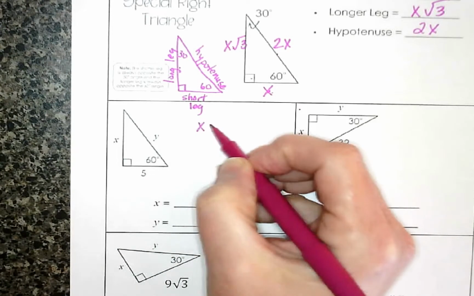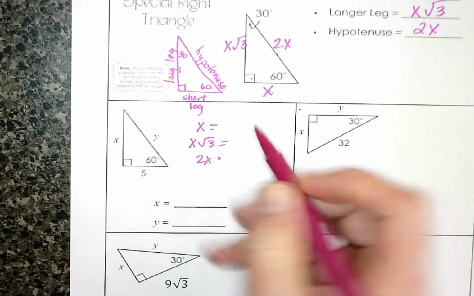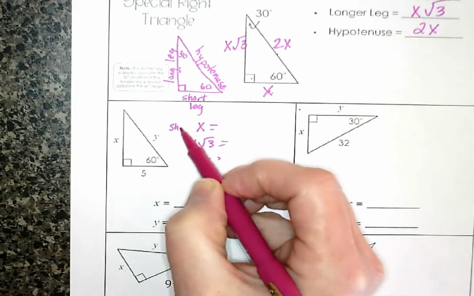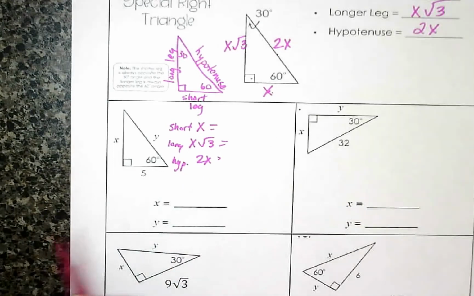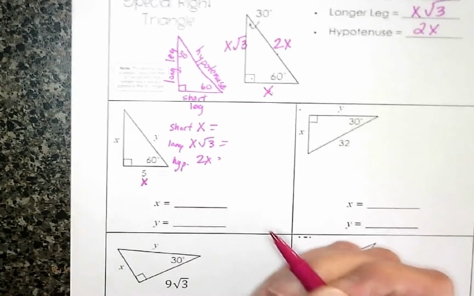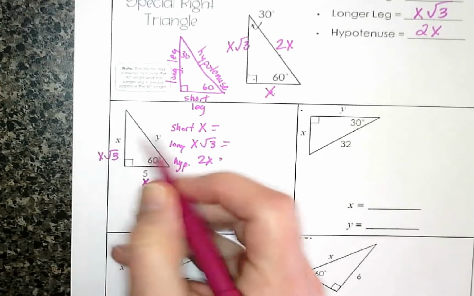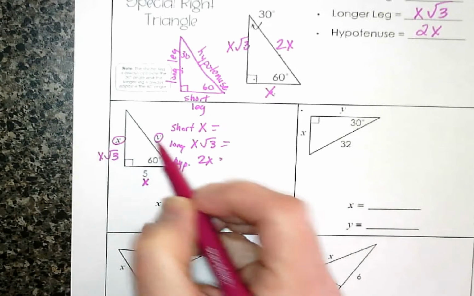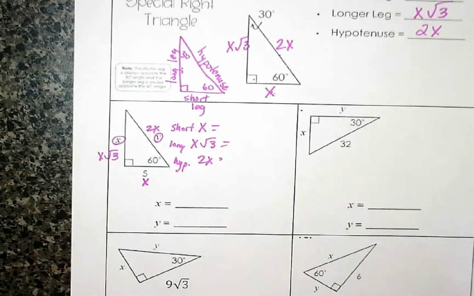I'm going to start out by writing down my little formulas here. If you need to, you can write short, long, hypotenuse. And again, sometimes these x's and y's in the problems are kind of confusing, but maybe you want to do this. This is my short, so that's my x. This is my long, so this is x square root of 3. Maybe just kind of ignore this and ignore this. And then using again this up here, this would be 2 times x.